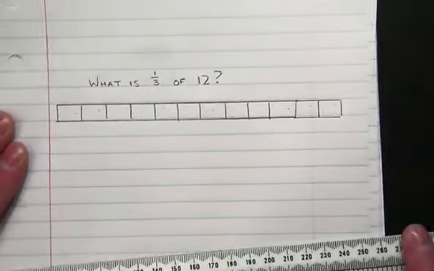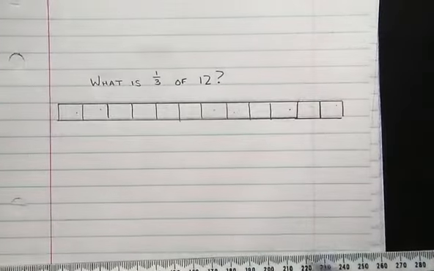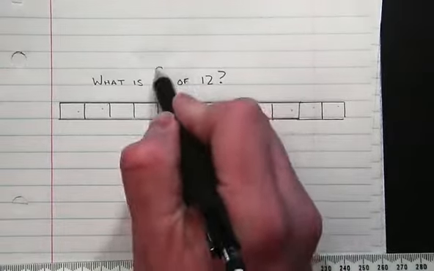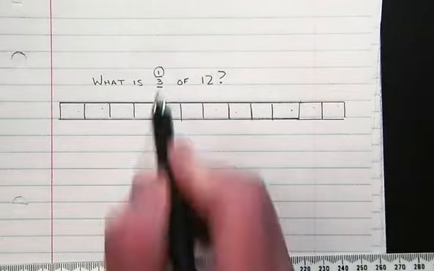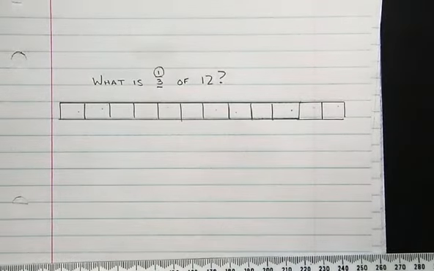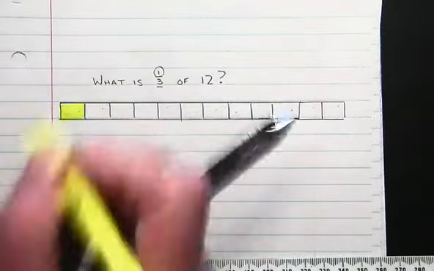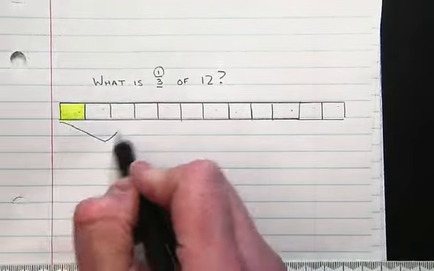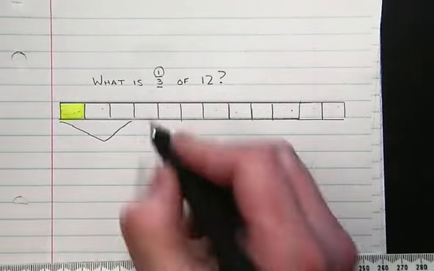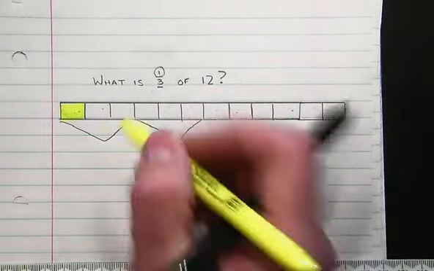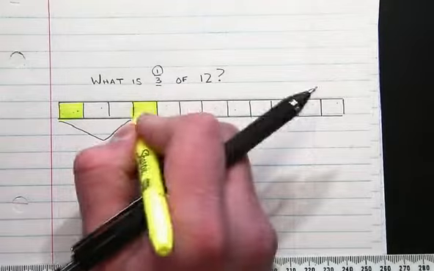We've got 12 pieces. Now we want to find a third of this. And what this means is we want 1 out of every 3 pieces that we have. So what I'm going to do is take a highlighter and color in 1 out of 3. Here's a group of 3, and I have 1. Here's another group of 3. I'm going to color in 1 out of that group of 3 again.